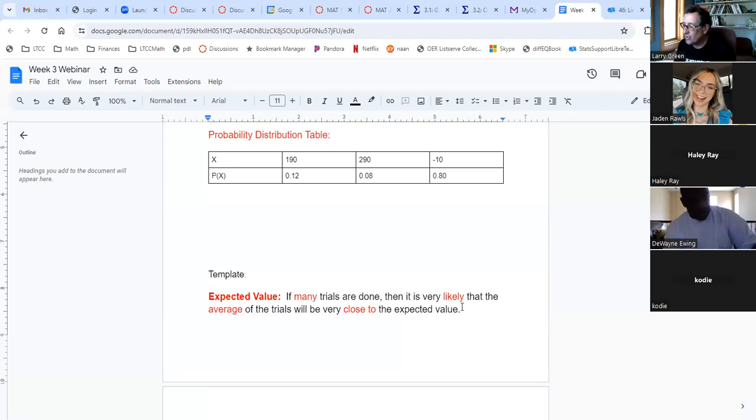So I just want to note something. I said the words many, likely, average, and close to very loud. Why did I say those very loudly? Any guess?